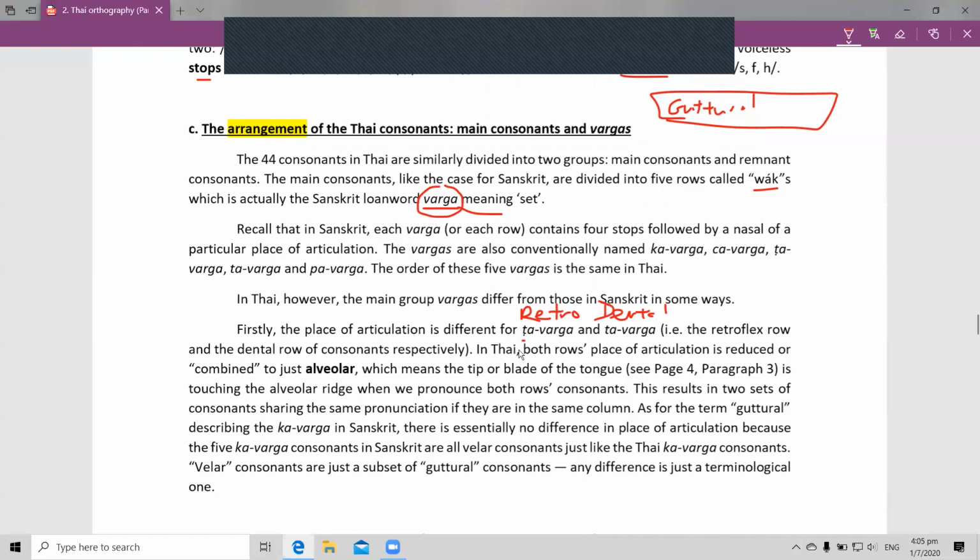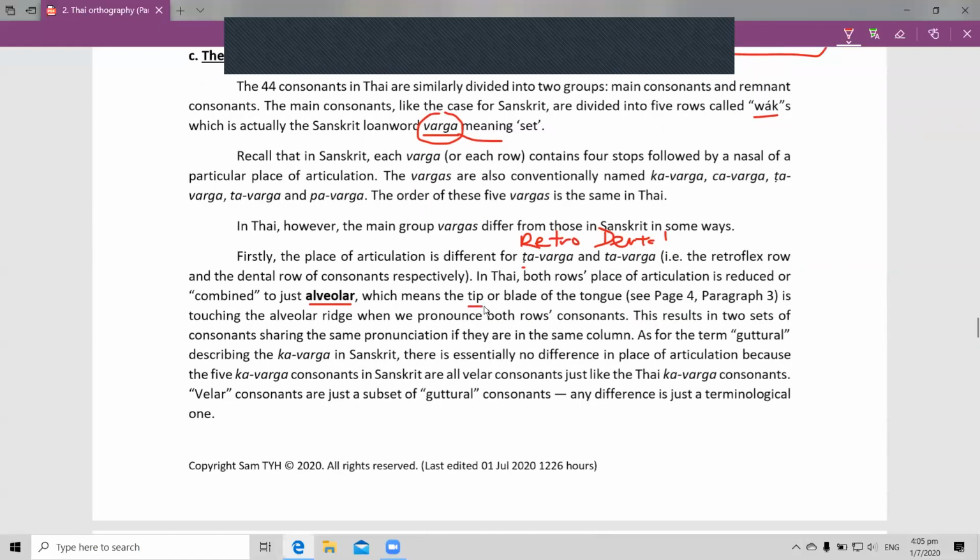But in Thai, these two vargas are pronounced the same. Okay. Instead of retroflex and dental, we have just alveolar. Okay, which means that the tip of the tongue is touching the alveolar ridge. Remember, for retroflex consonants, the body of the tongue is touching the hard palate. So this is the hard palate, correct? This is your teeth, for example, and behind your teeth is your alveolar ridge over here. This is your hard palate, right?